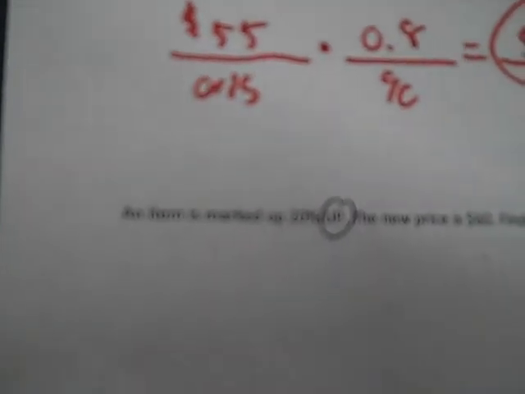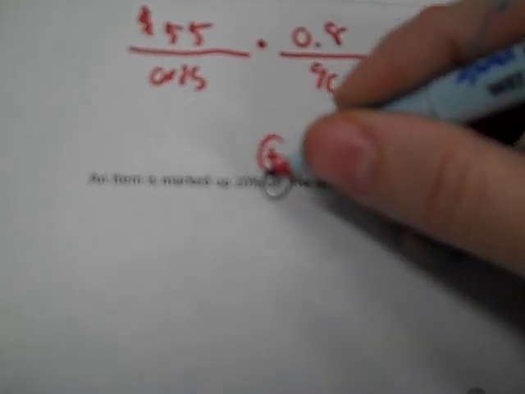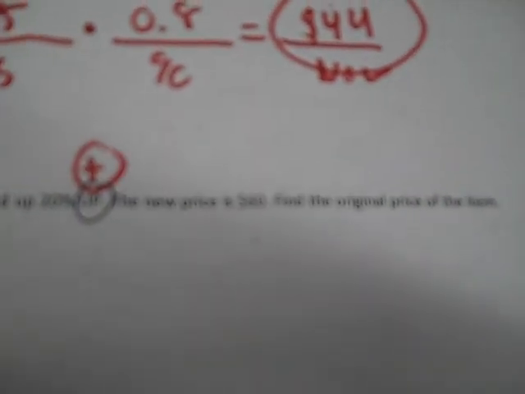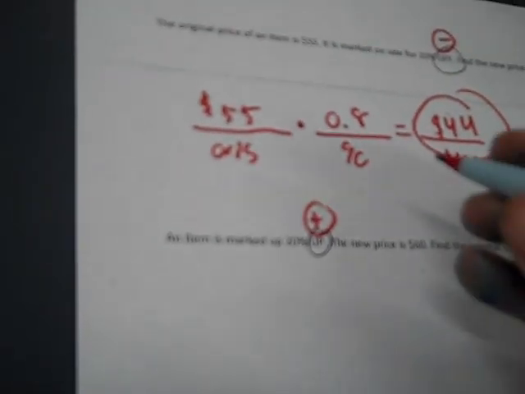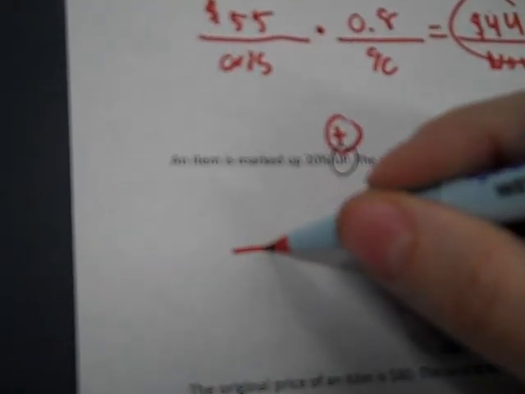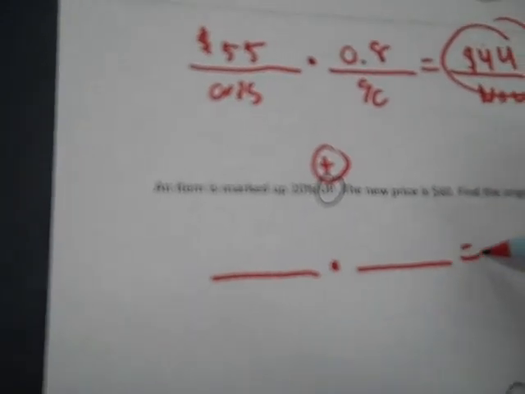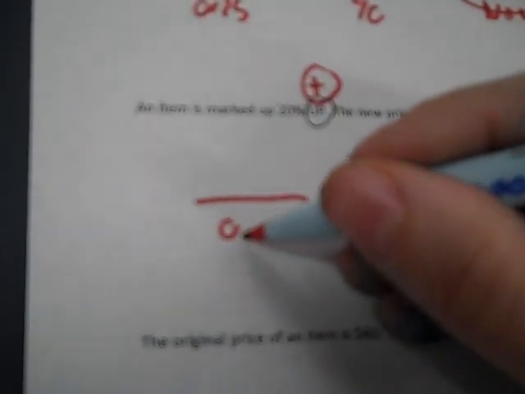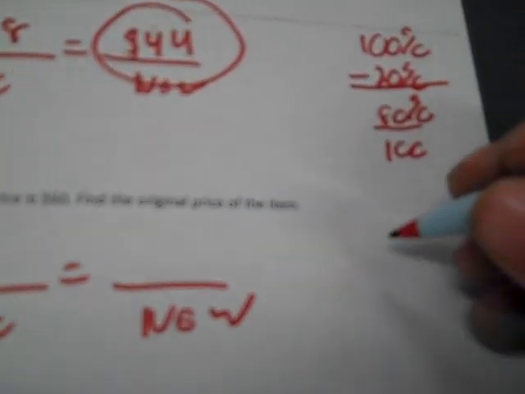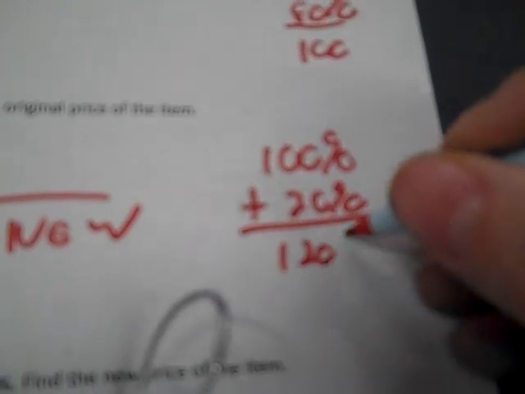An item is marked 20% up. Up insinuates addition in price. The new price is $60. Find the original price of the item. So again, those plus and minuses tell you how to set the problem up. Same original, percent, and new. So to do our percent, we take 100%. Now remember, plus means adding 20%. That's 120%. Now, anytime any percent in an algebra equation needs to be divided by 100 before it goes into the equation.